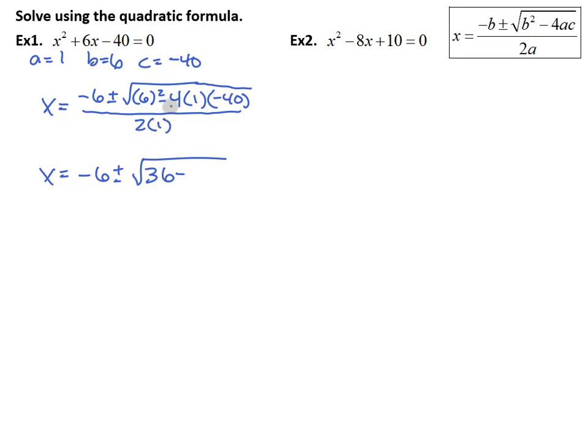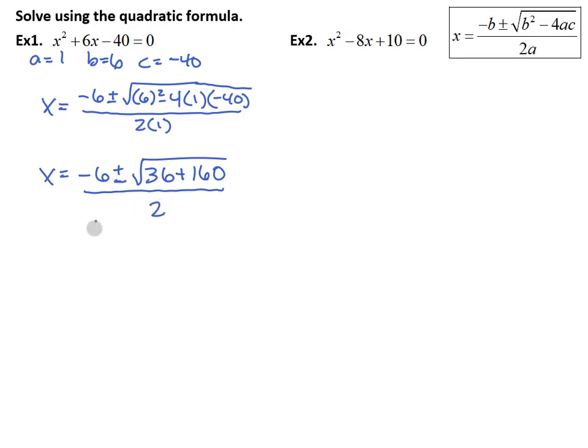Negative 4 times 1 is negative 4, but negative 4 times negative 40 is actually going to be positive, so we're going to write plus 160. So a pretty big value there. But because we had a negative 4, a 1, and a negative 40, together that ended up giving us a positive value back. And we can go ahead and simplify the denominator at any point. 2 times 1 is 2.